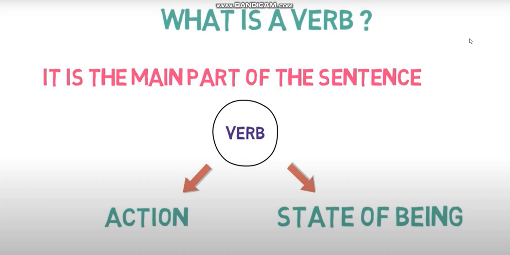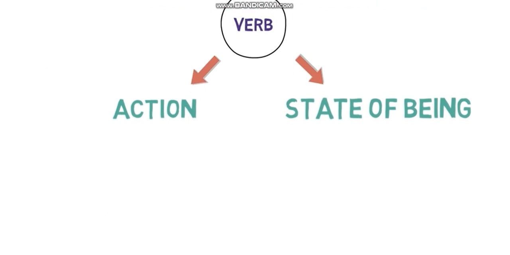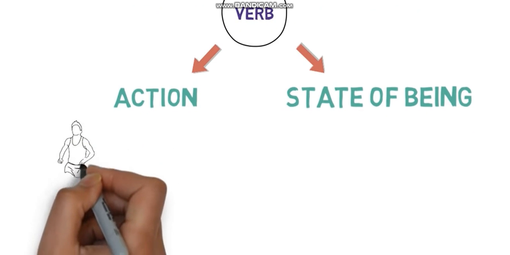I have already discussed with you that verb shows two things about the subject. One is action and the other is state of being. In other words, the state or situation of the subject. Let me give you some examples of action verbs.